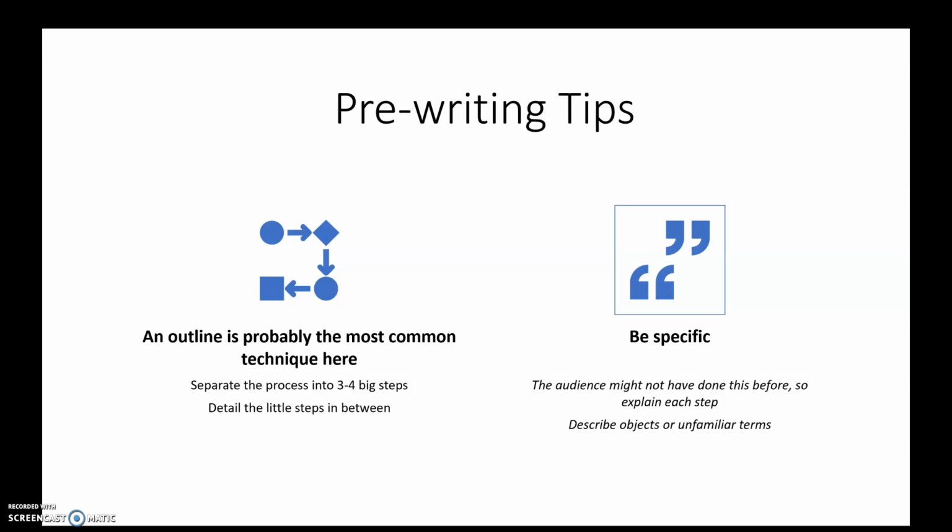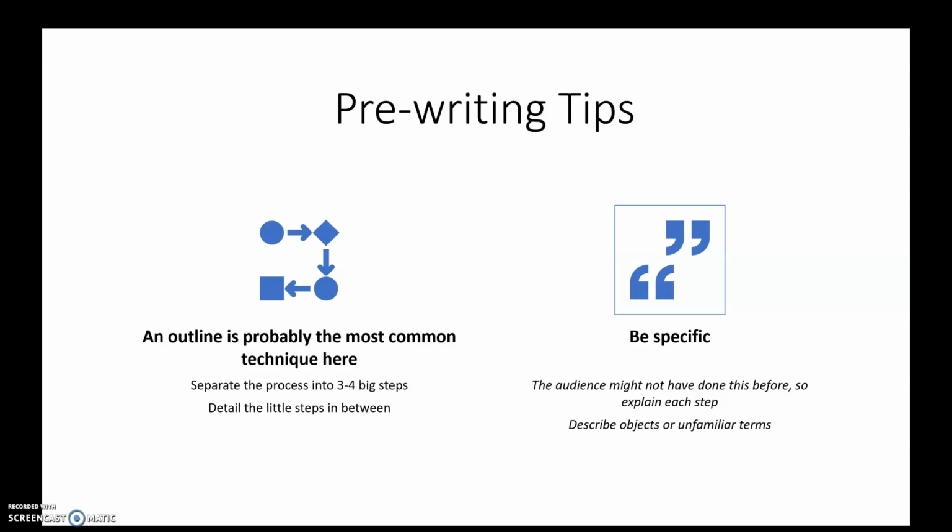You want to separate the process into 3 or 4 big steps. This might be materials that you need, getting started, the main part of it, and finishing. Or, it could be research, action, and then what's next. Or you might do, here's how you start, here's how you do it, here are the pitfalls. But you need to first separate it into chunks so that you can use those for your paragraphs. And then you'll want to detail all the little steps in between.